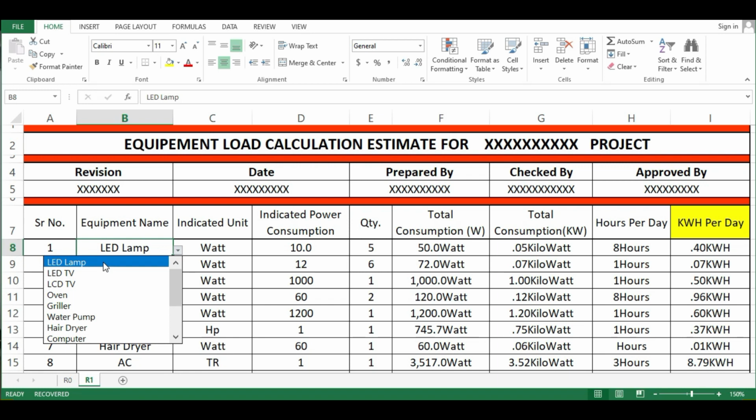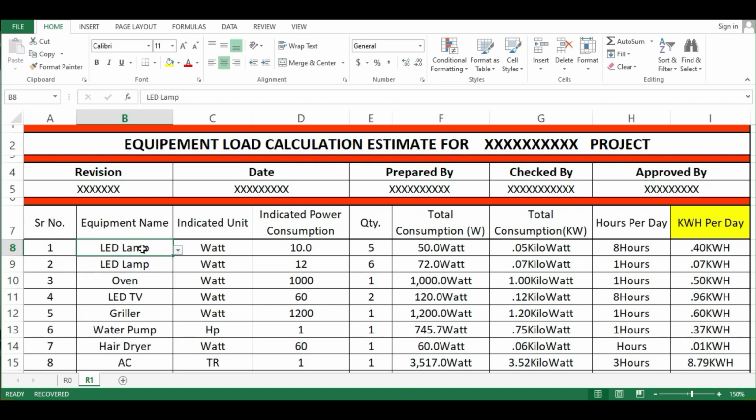Suppose we first go for LED lamp. We have selected LED lamp over here. Next, what is the unit of that equipment? For LED lamp this is watt, so we have selected watt. Next, what power does it consume? Suppose that is a 10 watt LED lamp. We have entered 10 watt over here, and the quantity is 5. And on average we are using it for 8 hours. So it comes to 0.4 kWh, that is 0.4 unit.